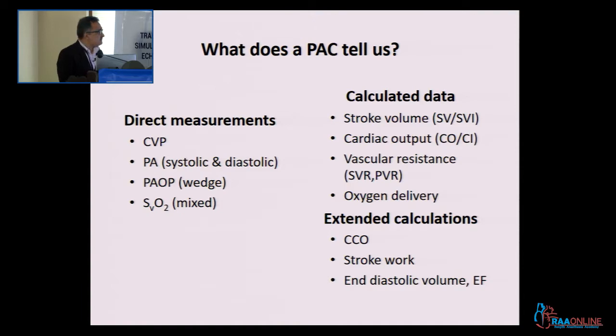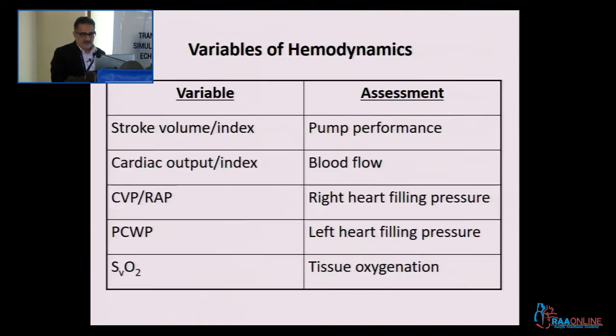What are the direct measurements? Direct measurements are the central venous pressure, PA pressure, systolic and diastolic, then capillary wedge pressure, and mixed venous saturation if it is a compatible catheter. Then we calculate the data. I have told you the stroke volume, the cardiac output, the vascular resistance, and the oxygen delivery. And extended calculations, like by using the continuous cardiac output, we can obtain the stroke work, the diastolic volume, and the right ventricular ejection fraction also with the advanced catheters.